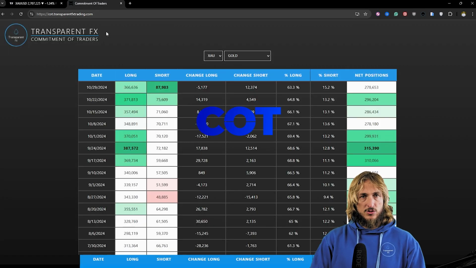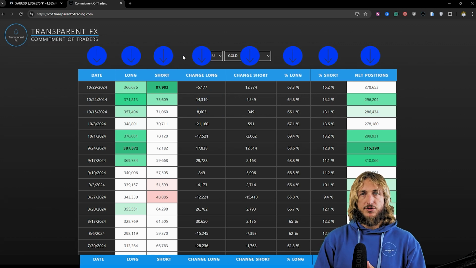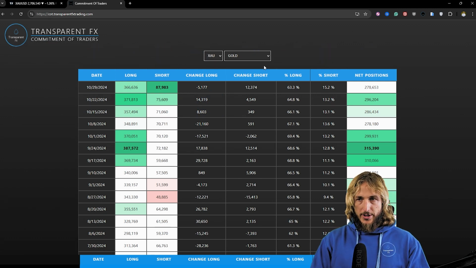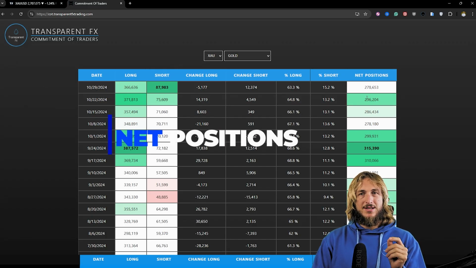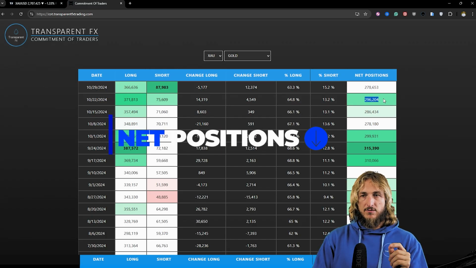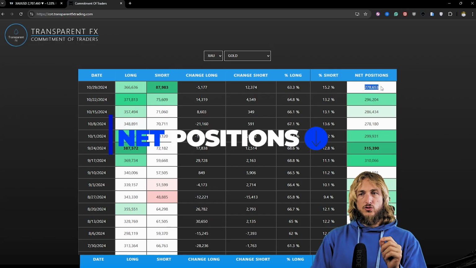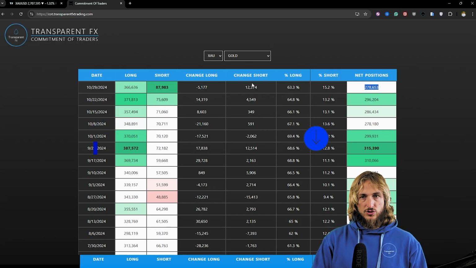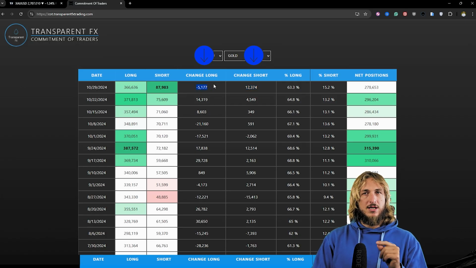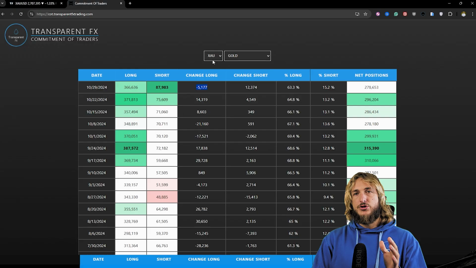Now, back to the analysis. So if we go and see what we have when it comes to the commitment of traders, so what the big players in the market are doing, and we look at the data precisely for gold, what we can see is that with the very last reports, net positions have been slightly decreased. We went, in fact, from 296K to 278K net positions, with 12,000 shorts added and 5,000 longs getting closed. So institutions seem to be moving to the bearish side for gold.